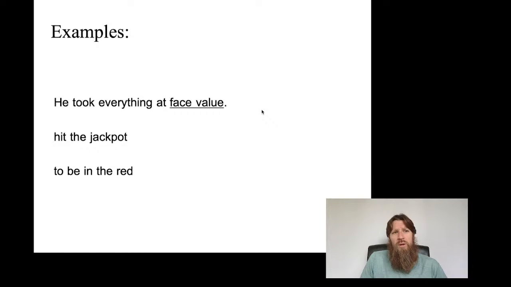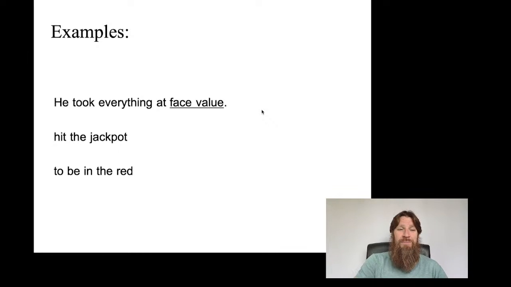Hit the jackpot. He went to Macau and made lots of money. He went to Vegas, put everything on number 22 red, and hit the jackpot. Then he went to black number 23, and then all of a sudden he lost all of his money, and he was in the red.